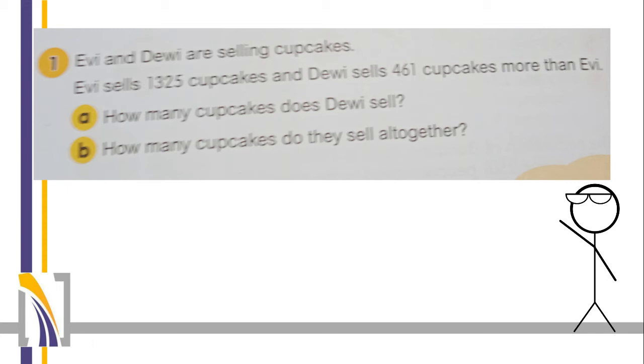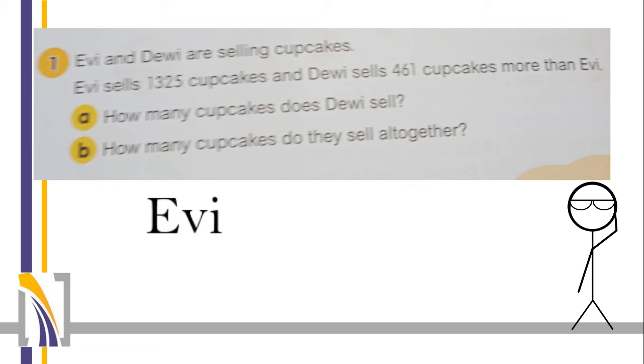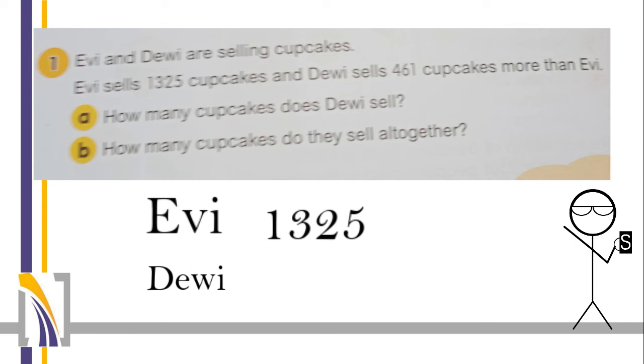Here, let me show you how to deal with these kinds of problems. You don't need to read the whole thing. Just read the keywords in every kind of word problem. In this one, we have two characters, Effie and Dewi. We underline Effie and Dewi. After that, we look at the numbers. Effie, the number is 1,325. We take that and put it beside Effie's name.